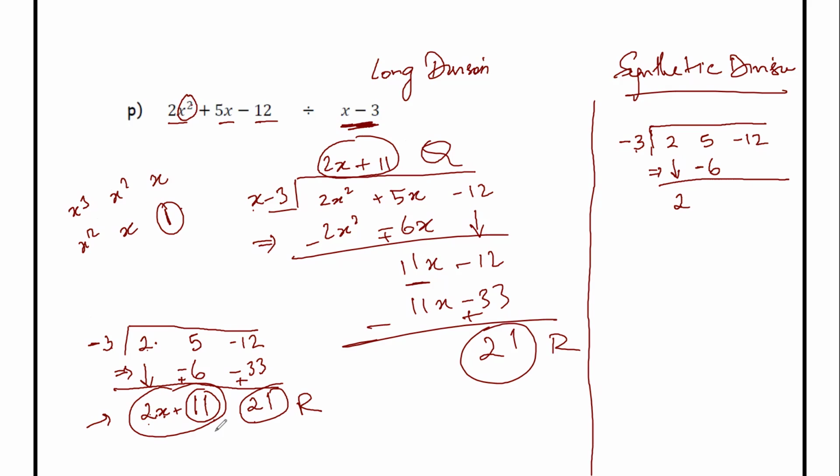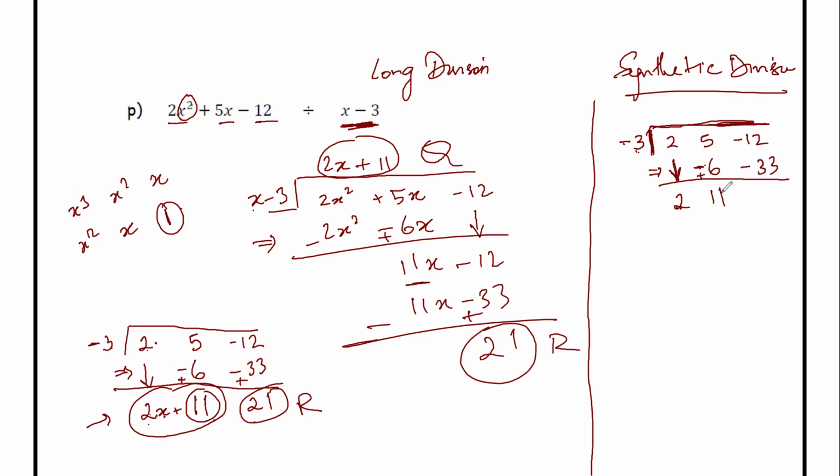Let me do it again for you out here. So, synthetic division: write down the coefficients 2, 5, and negative 12. The divisor root is negative 3. Bring down the 2. Negative 3 into 2 is negative 6. Write it down out here. See how it goes. Change the sign. I got 11. Now negative 3 into 11 is negative 33.